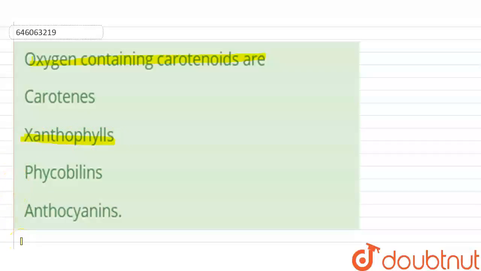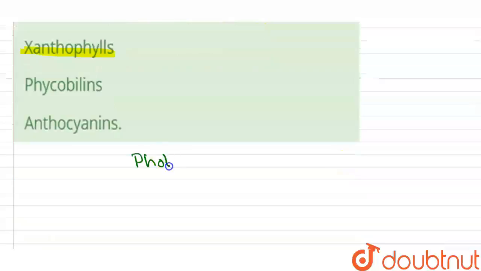So students, in the question, 4 options are given. We need to tell which one is the oxygen containing carotenoid. All these 4 options belong to the group of plant pigments, of which the upper 3 belong to the group of photosynthetic pigments. So what are photosynthetic pigments?